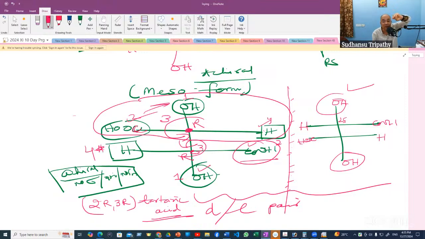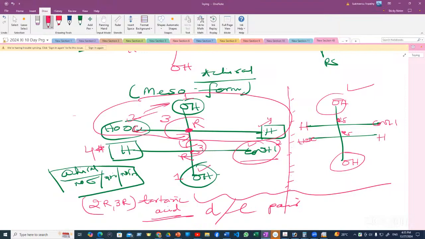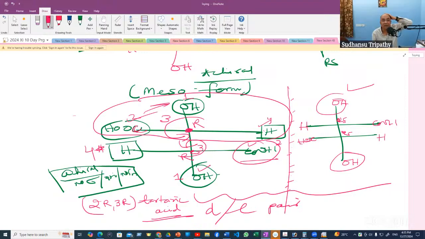Now if this is 2R, 3R, close your eyes and say this is 2S, 3S. Yes or no? Because you have inverted. By making one switch at any one chiral center, you are inverting the configuration. You have made one switch. So R becomes S and this R becomes S. So this is 2S, 3S.